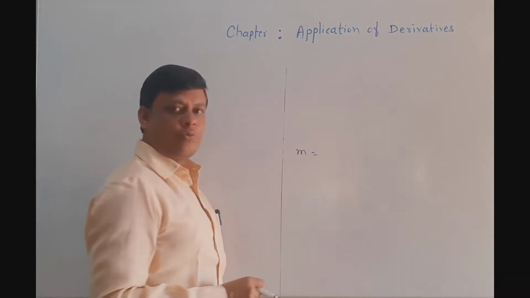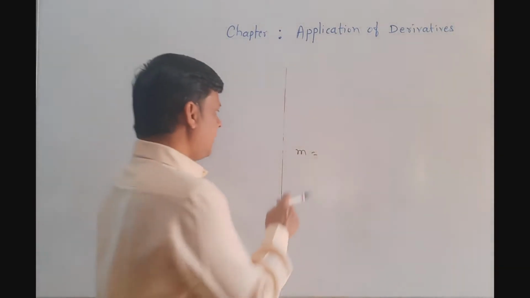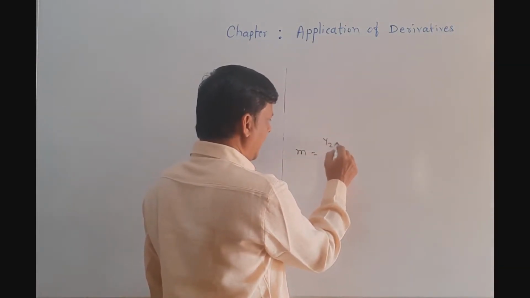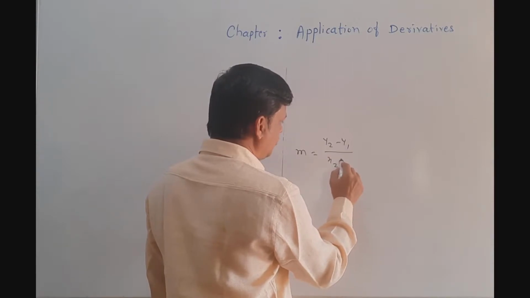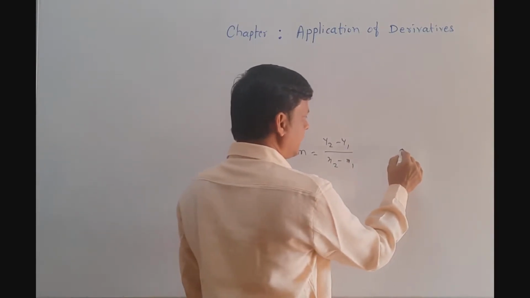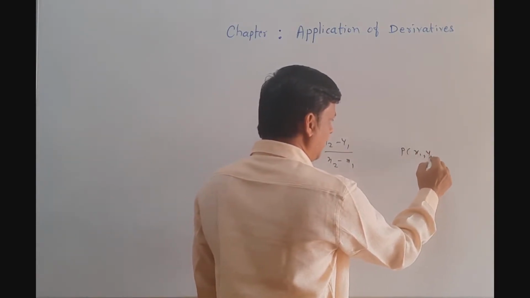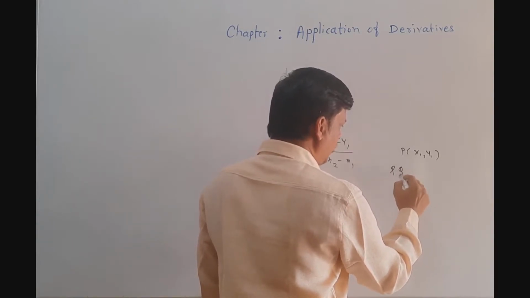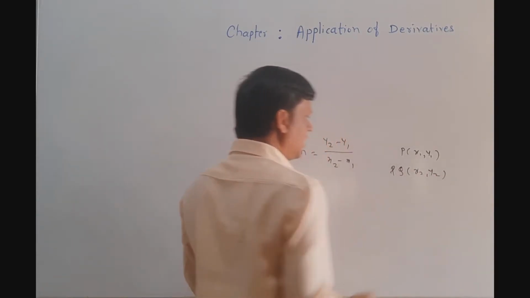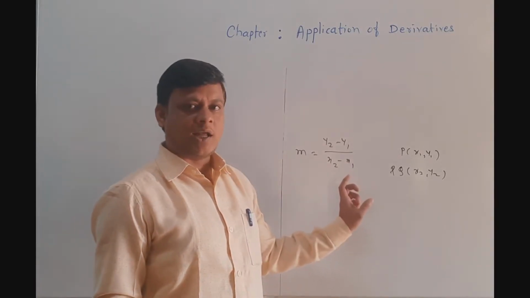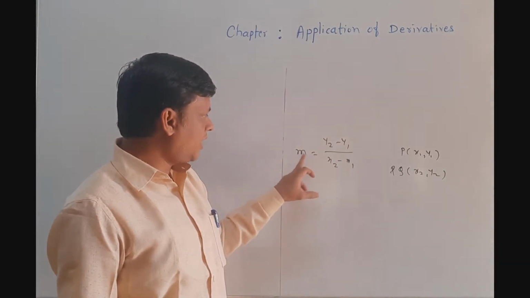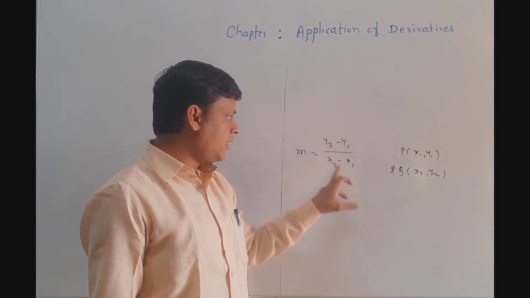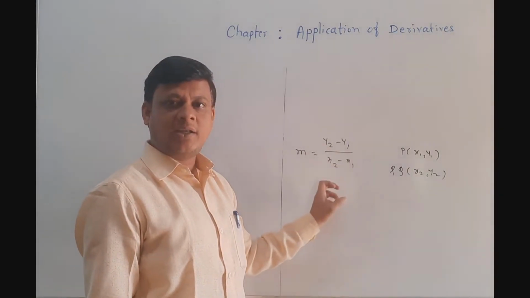If we know any 2 points on that line, then we find the slope by using y2 minus y1 upon x2 minus x1. If P of x1 y1 and Q of x2 y2 are any 2 points on that line, then by using the formula m is equal to y2 minus y1 upon x2 minus x1 we find the slope of that line.